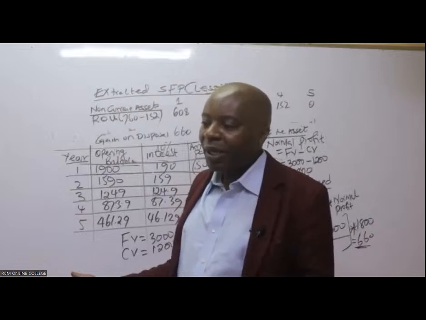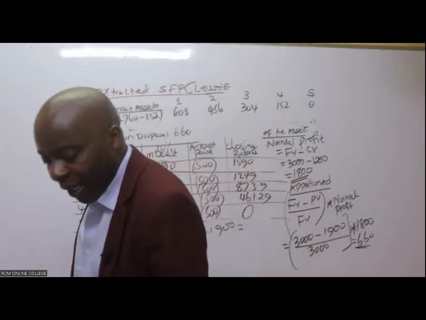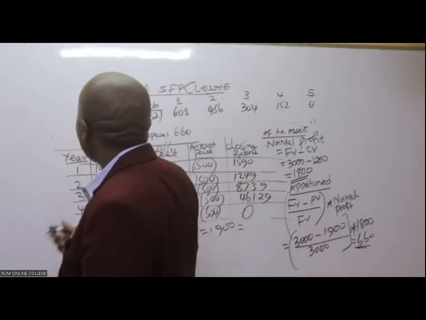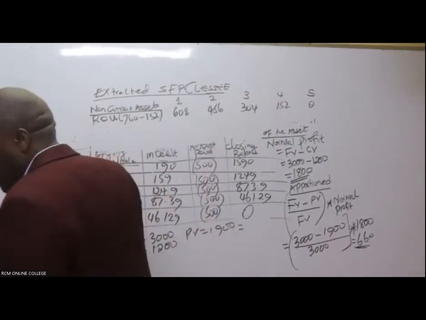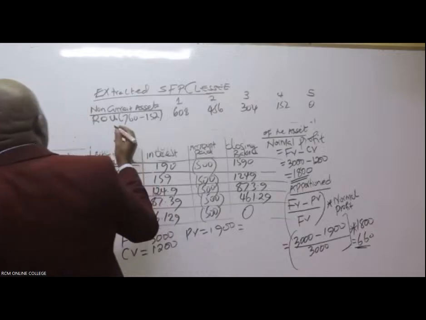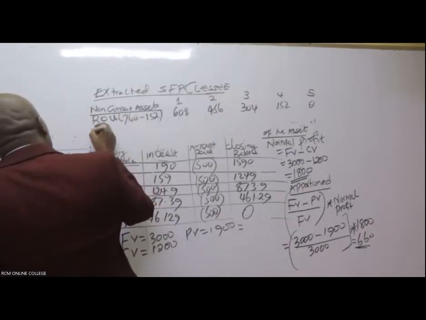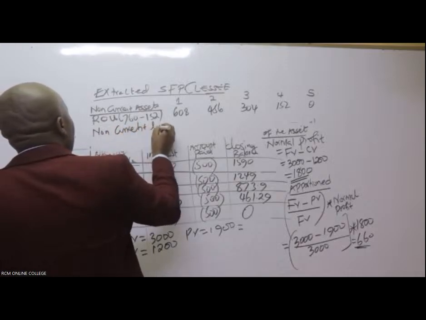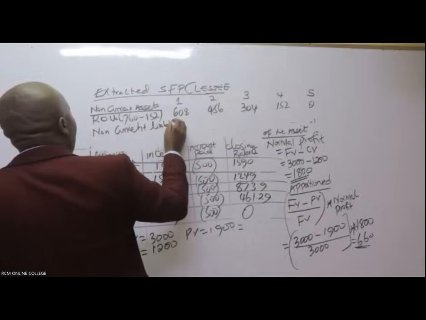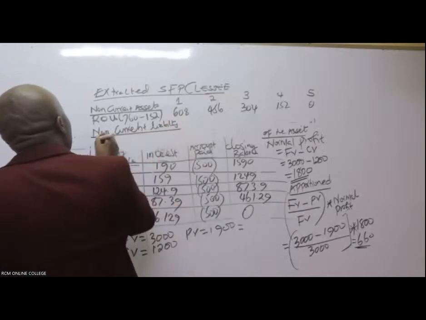So under liabilities, this is a little bit tricky, but I was surprised because you are working very hard. I was surprised that most of you were able to understand this very fast. In this case, we will recognize liabilities, and there will be two of them. We have the non-current liability, and under non-current liability we shall have lease liability.